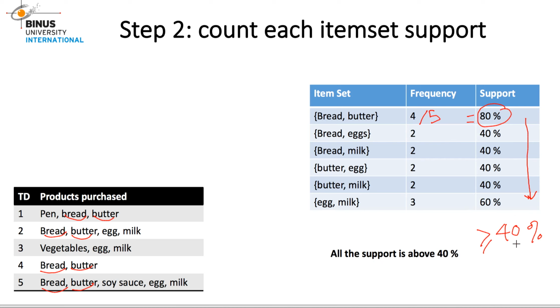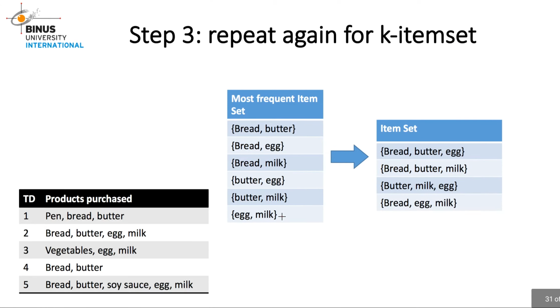Inclusive, yeah. So we take everything in here for the next step. Then repeat again. From our L2, we build our L3, the next frequent item sets. It is the same way: bread, butter, and egg together. Bread, butter, and egg. Okay.